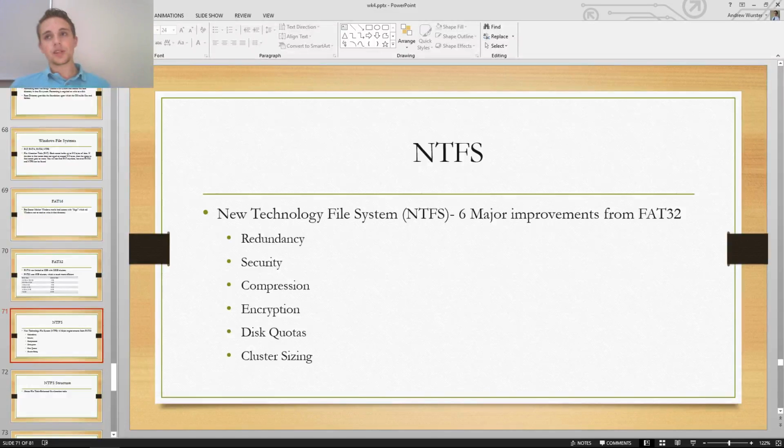So compression, taking big data and smooshing it together, making it smaller. Encryption, making data more secure. Disk quotas, there's actually slides that go into each of these, but disk quotas are limiting how much of the drive can be filled. And you can do it by percentage, and I think you can also do it by physical megabyte or gigabyte size.